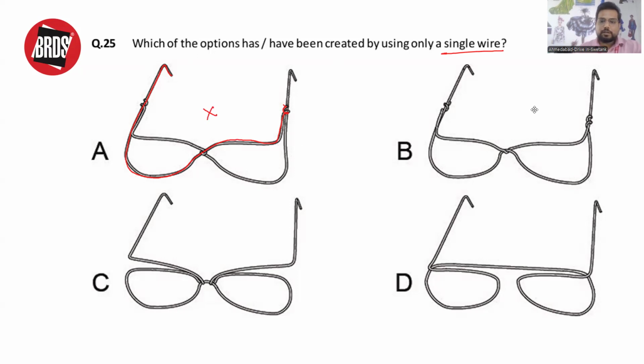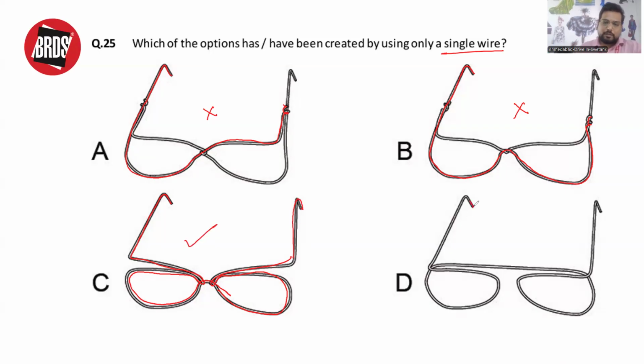Similarly, if we go for B, starting again from the same point, we can find it goes like this. After this, it goes like this and ends over here. So again, for the remaining part, there had been another line, so that is not possible. If we talk about C, it is going like this, then from behind it is coming like this, then going like this, then from this section, and then again from behind it is going like this. So this is a possible one.